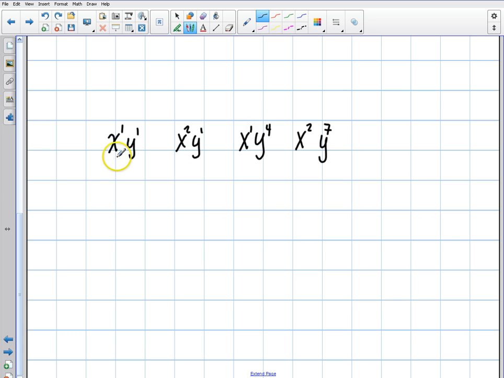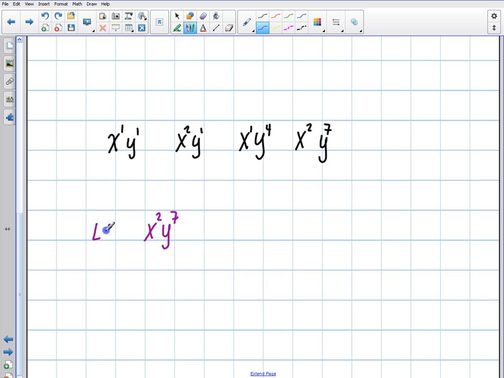So if I looked in this case, we have x to the 1, x squared, x to the 1, x squared here. So my highest power of x is simply x squared here, right? And what is my highest power of y? We have y to the 1, y to the 1, y to the 4, y to the 7. So my highest power of y is just y to the 7. So that's my least common multiple.